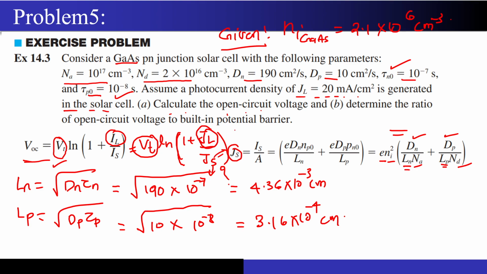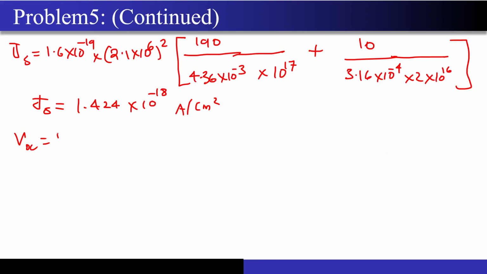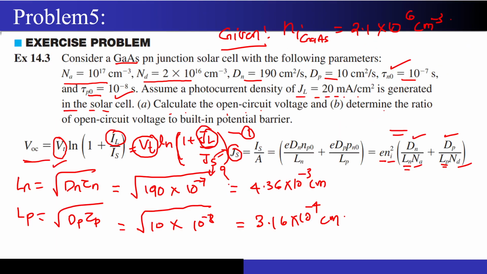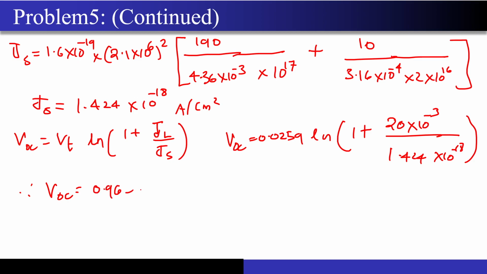Now I will substitute it in equation number 1. What is equation number 1? VOC is nothing but Vt ln of 1 plus JL by JS. So now I know each and every stuff. Let me substitute everything. The VOC is nothing but 0.0259 ln of 1 plus, what is the value of JL that has been given to me? 20 milliampere per centimeter square. 20 into 10 to the power minus 3 divided by 1.424 into 10 to the power minus 18. So this is what I have with me. Now if I calculate this value, the open circuit voltage will come out to be around 0.9629 volts.